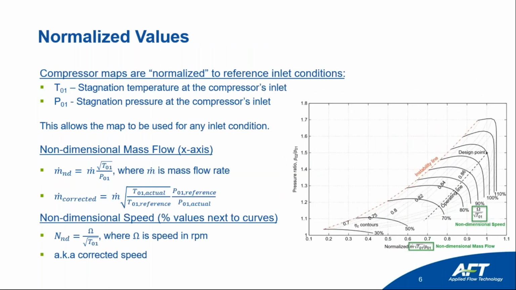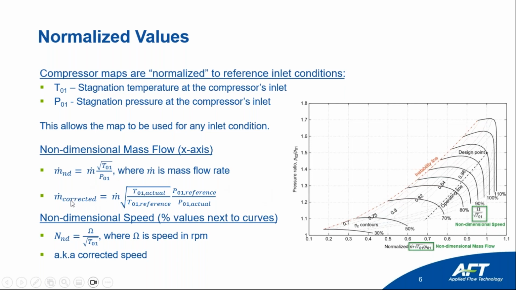So what is that normalized value? They're usually given by these relationships, where to normalize the flow, you're multiplying the testing flow rate by the square root of the stagnation temperature at the inlet over the stagnation pressure at the inlet. Even though it says it's non-dimensional, it is a very dimensional set of units. But really what it's trying to do is make a term that's independent of those inlet conditions so that it is easier to pull into different scenarios.